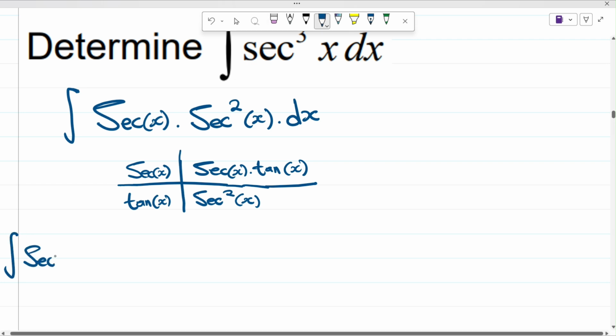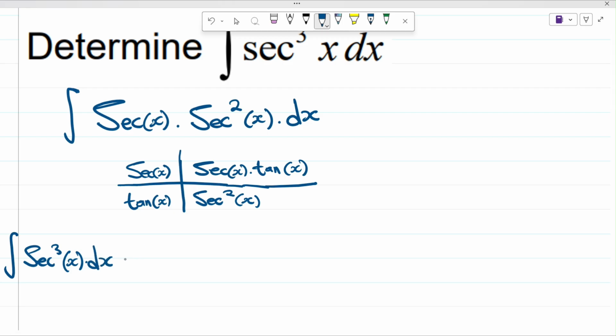Integral of sec cube of x, sec cube of x dx. Okay. And then I say what? Sec cube of x. After that, I say second quadrant multiplied by third quadrant. So this is going to be sec of x tan of x, sec of x tan of x, right?